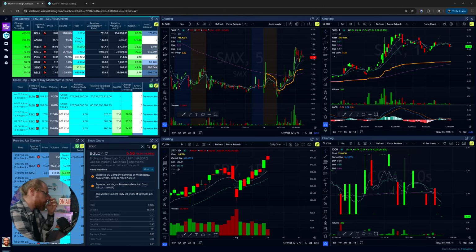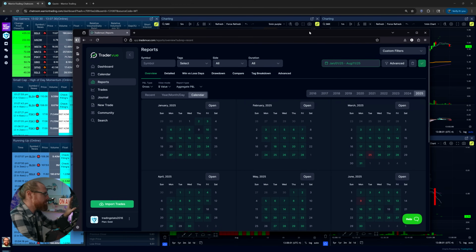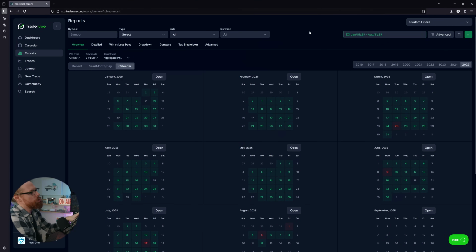Now, if we jump onto the screen share, you'll see here I've got my charts and I've got some scans. But what I want to show you actually is this window right here, which is where I track all of my trading performance. So right here, I've got 16, 17, 18, 19, 20, 21, 22, 23, 24, and 25. So nearly 10 years of trading history is all aggregated right here.